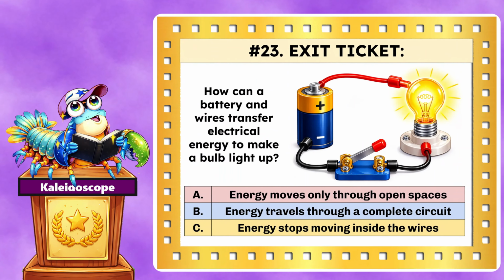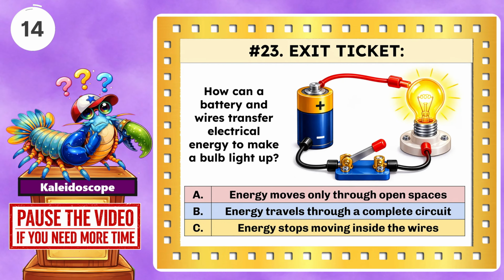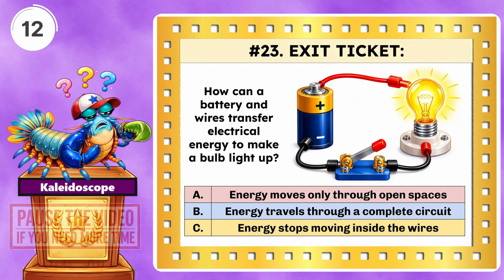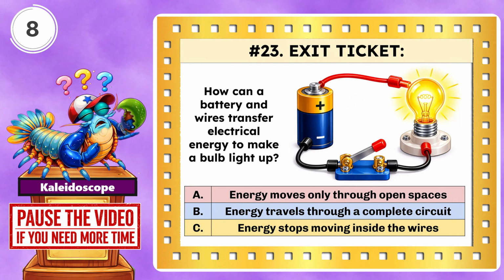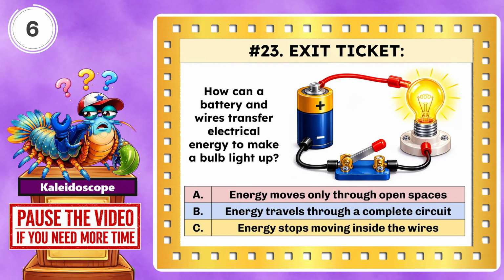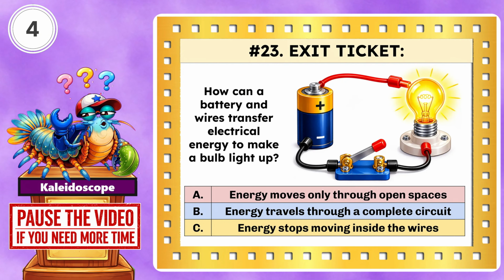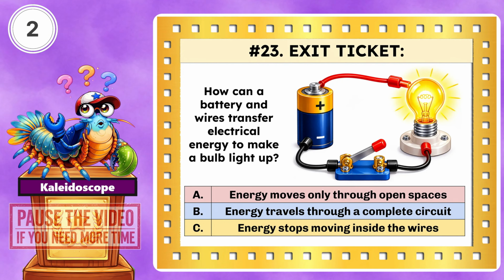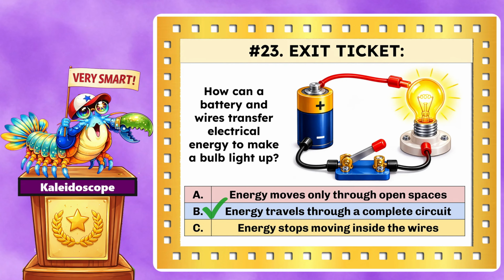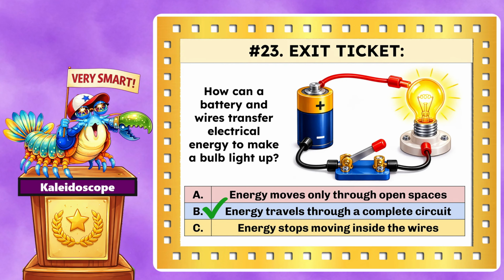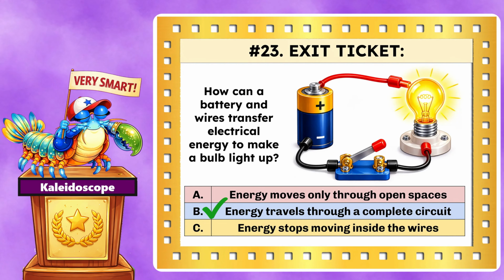How can a battery and wires transfer electrical energy to make a bulb light up? And the correct answer is letter B. Energy travels through a complete circuit.